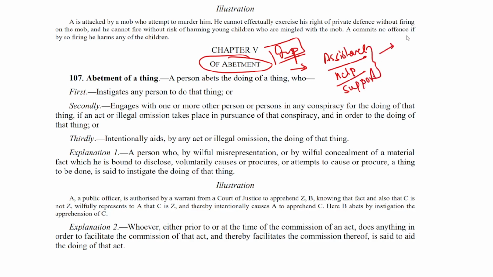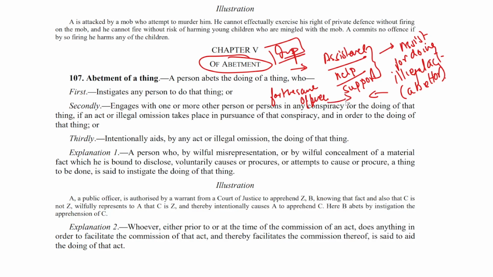If you assist somebody in doing an illegal act, then you become an abettor. And you can also be punished for the same offense as if you had done it by yourself.